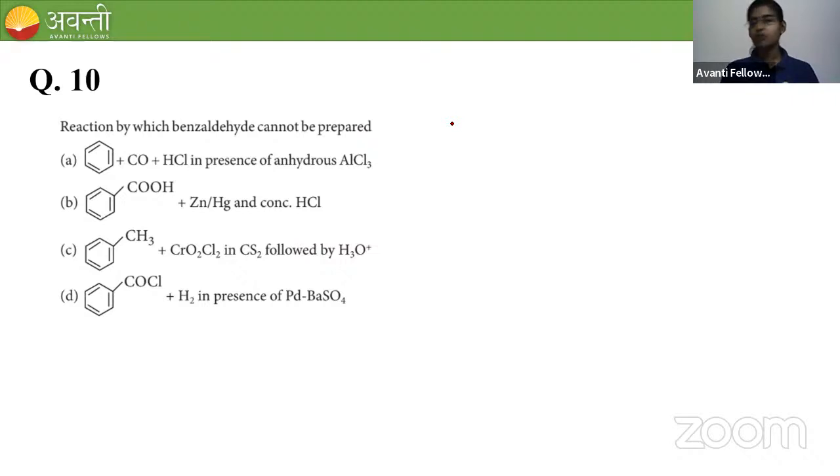From option A, you can prepare benzaldehyde. What is the name of the reaction given in option A? This is the Gattermann-Koch reaction, which is used for the direct conversion of benzene to benzaldehyde, where we use carbon monoxide, HCl, and AlCl3 as a catalyst. So from this, you can prepare benzaldehyde.